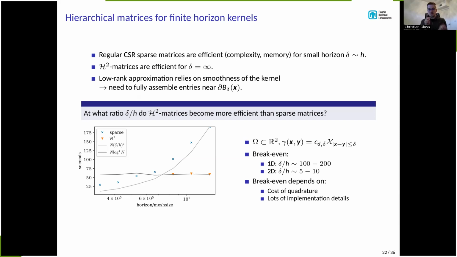So then the question is, well, we have these two extremes, and at what point should we switch over from one to the other? At what point does it start to make sense, as we increase our horizon, to start using hierarchical matrices?